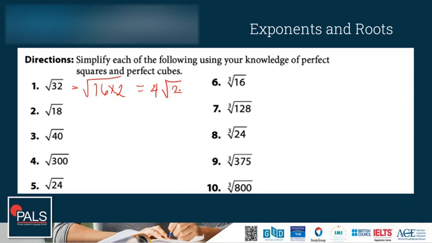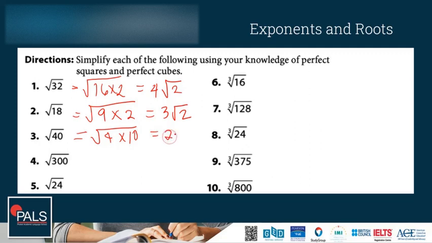Square root of 18. The factors are 9 times 2. So 9 is a perfect square. So square root of 9 is 3, square root of 2. Number 3, square root of 40. 40 is square root of 4 times 10. So the square root of 4 is 2, then square root of 10. Number 4, square root of 300. 300 is square root of 100 times 3. The square root of 100 is 10, square root of 3.